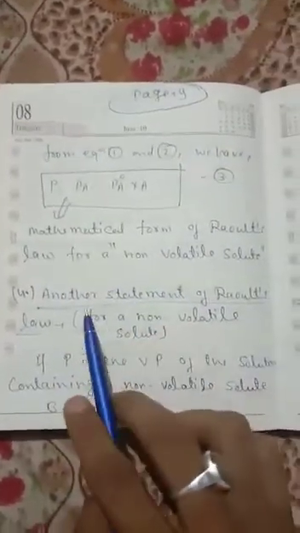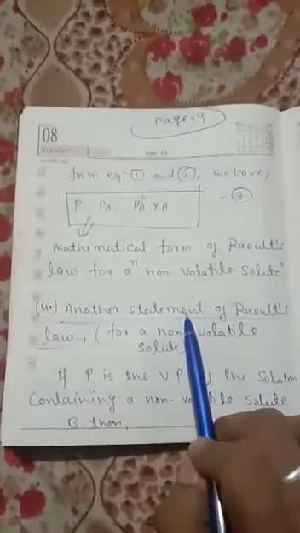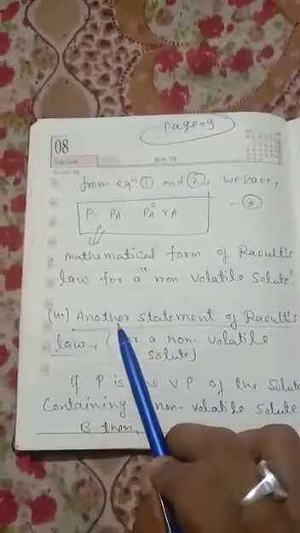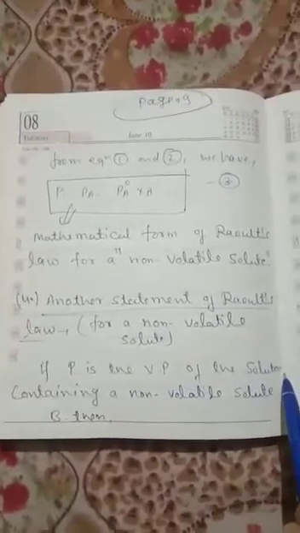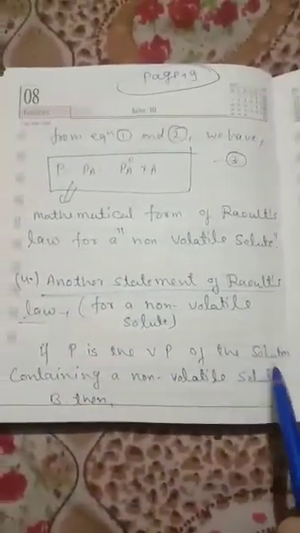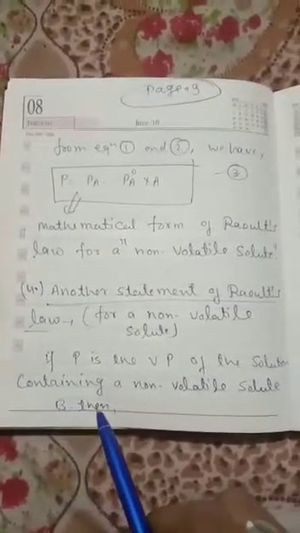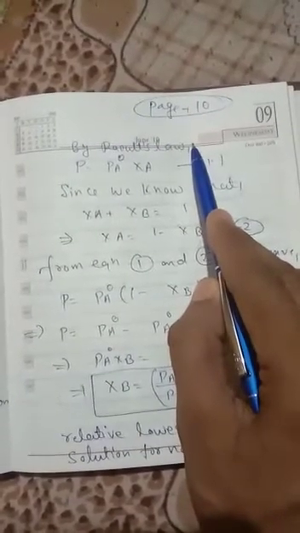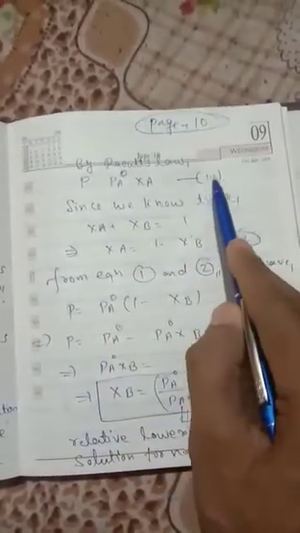Since a mathematical form is used, I am not going to attach any figure to explain heading number 4. Now come to the mathematical part of this heading, that is Raoult's law in another statement. If P is the vapor pressure of the solution containing a non-volatile solute B, what is the symbol B? Symbol B represents the non-volatile solute. Now come to page number 10, the next part of this heading. By Raoult's law, as I explained in video number 3 and heading number 3, P is equal to Pa naught xi A. This is your equation number 1.